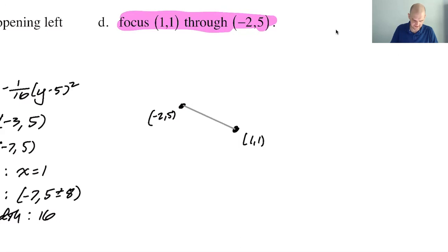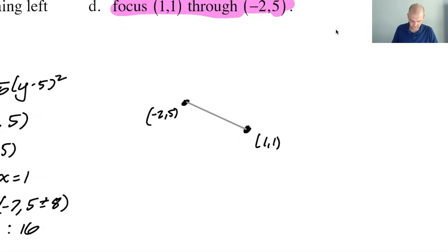And what is this distance anyway? It's 3 across, 4 up. So it's 3, 4, 5. It's a right triangle, so this is 5. So the distance from the point to the focus is the same as the distance from the point to the directrix.